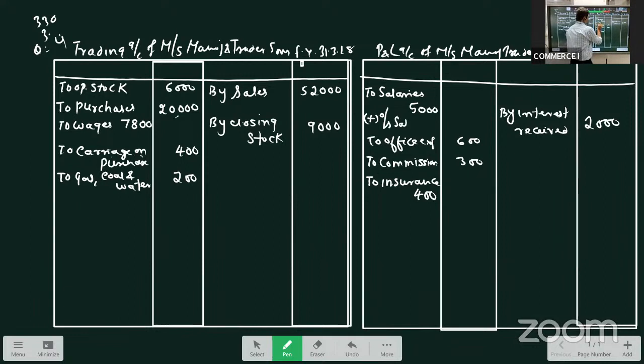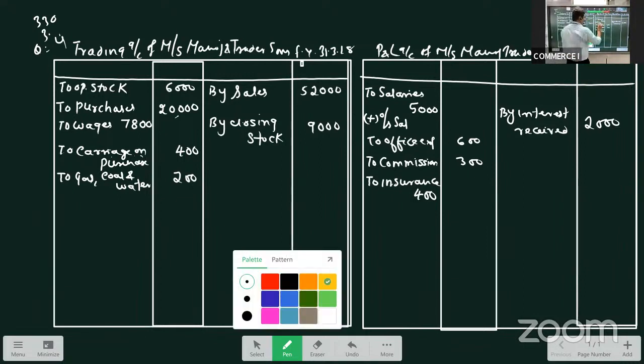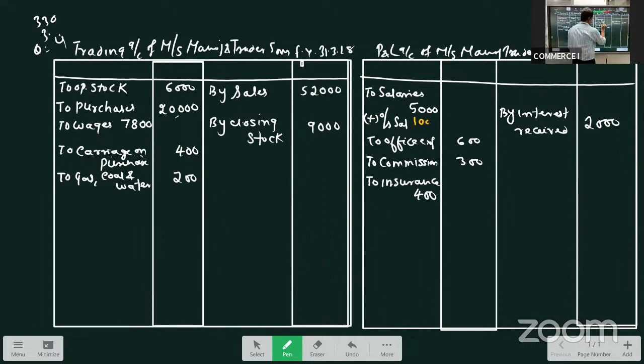Outstanding salaries. We have to add in P&L account according to accrual basis, according to accrual concept. We have to add this 1,000 here. And then again, this 1,000 will be shown as a liability.